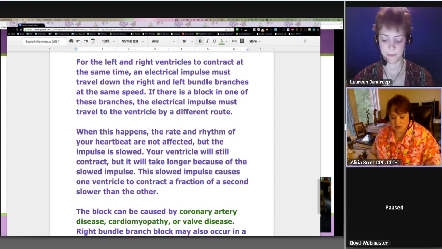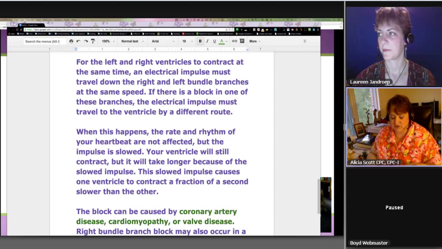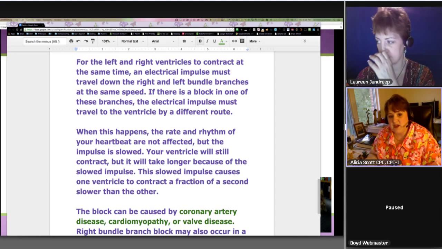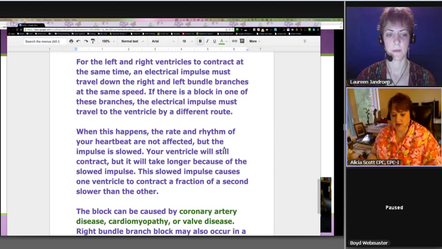Your ventricle will still contract, but it will take longer because of the slowed impulse. This slowed impulse causes one ventricle to contract a fraction of a second slower than the other. And you see, both of those ventricles have to work at the same time, at the same speed to work properly. So if one is going a little bit slower than the other, it actually can cause a big problem. The block can be caused by, like we had said before, coronary artery disease, cardiomyopathy, or valve disease. Right bundle branch blocks may also occur.